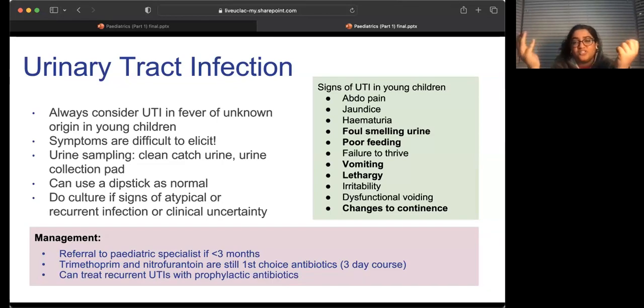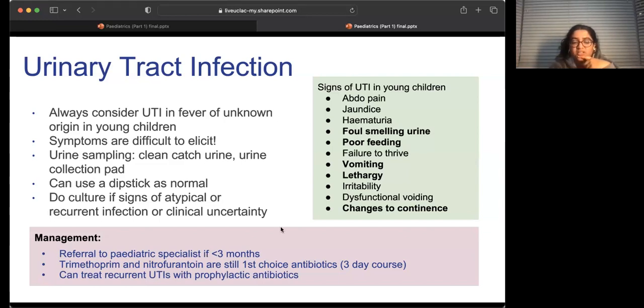And therefore, a lot of UTIs will be missed if you're just doing a urine dip and not doing a culture. So I think if they're under 2, it's probably good to do a culture just in case. You can get them quite easily if they're wearing a nappy, like a clean and catch. And do a culture if there are atypical signs or if it's a recurrent infection, and we'll go through that later.